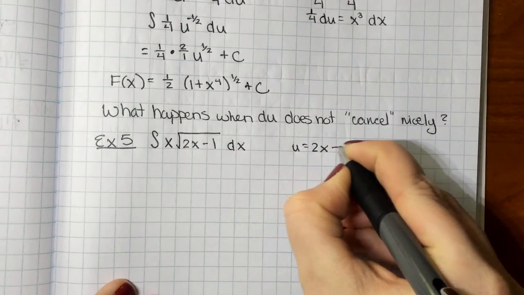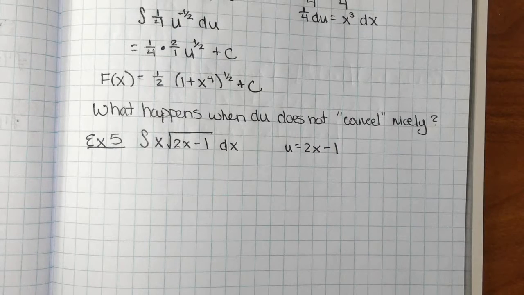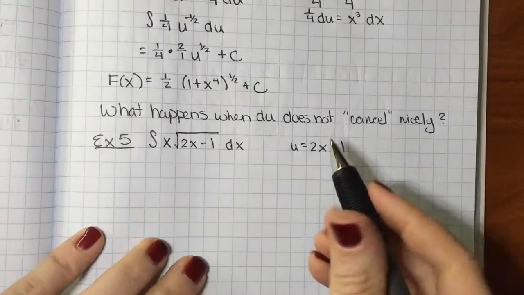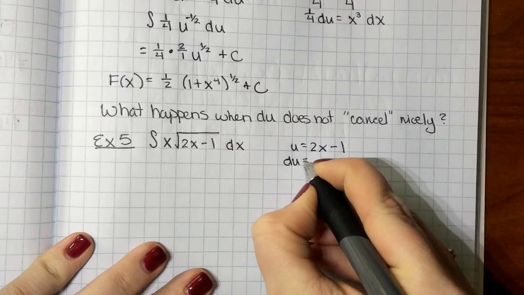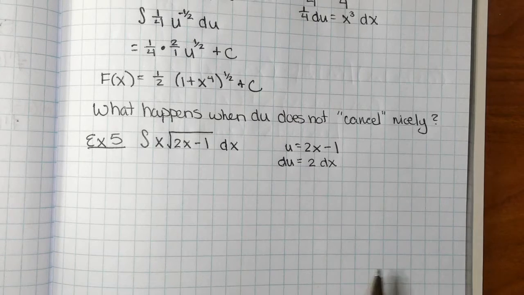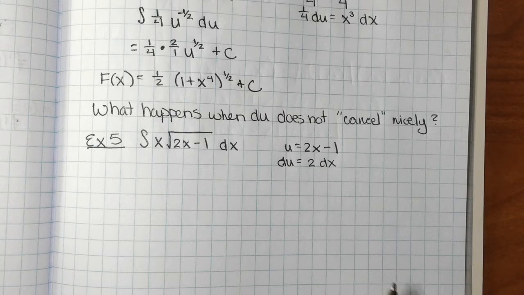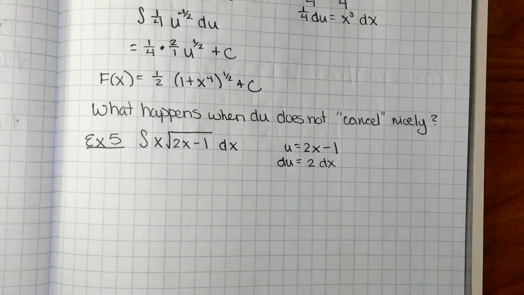In this case it works, but sometimes you guys will try it on your homework, and you'll be like, this didn't work. You'll have to try something else. So, next step is to find du. What is du? Okay, what's our problem? There's no x. There's literally no x that I can cancel out with that dx. Do you guys see it?